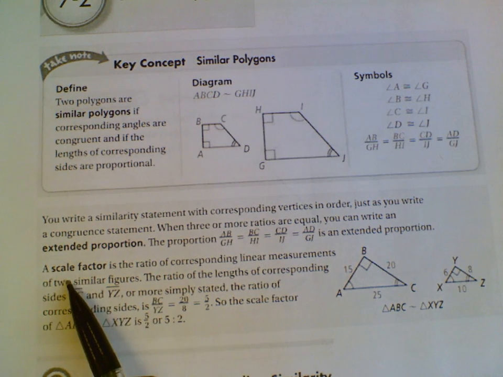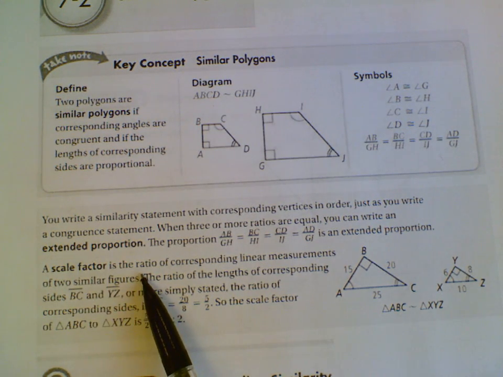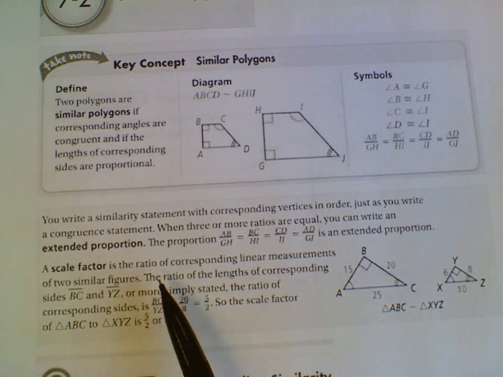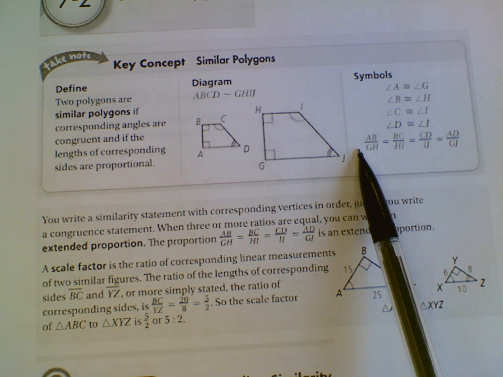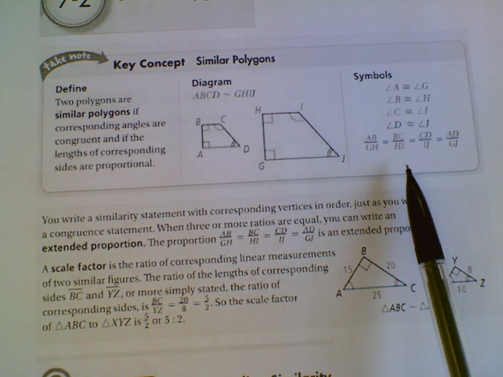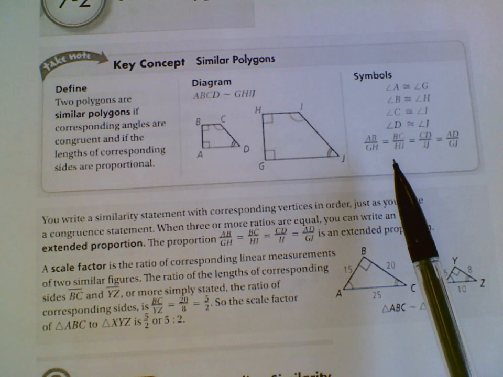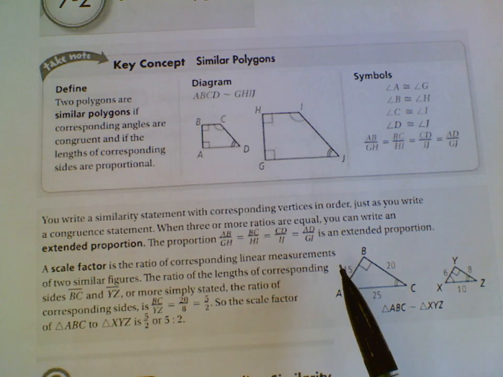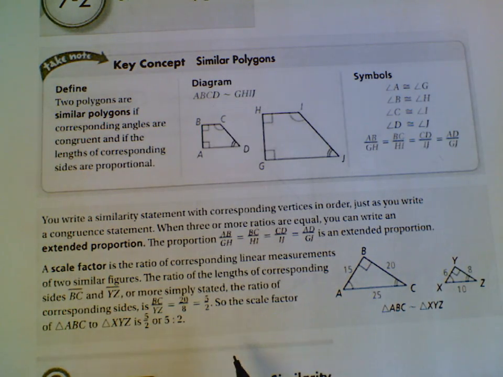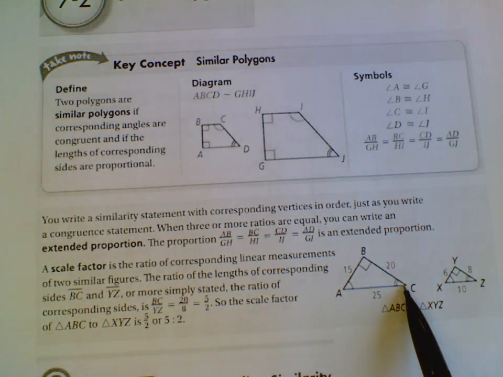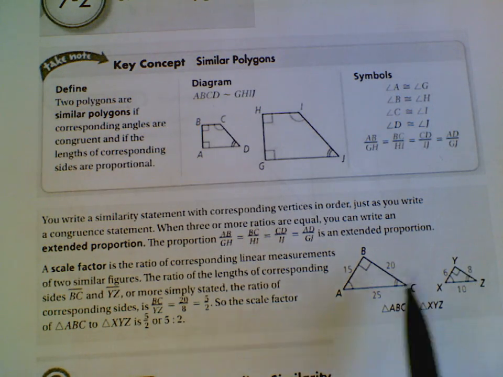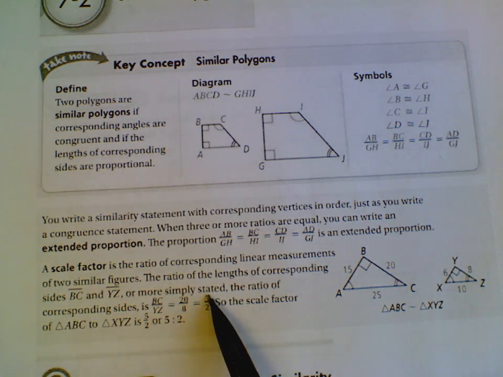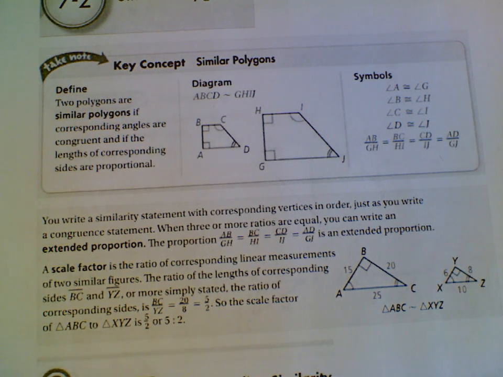And then the other piece is a scale factor. A scale factor is the ratio of the corresponding linear measurements of two similar figures. So what that means is, up here at the top when you were setting your corresponding sides equal to each other, when you reduce those lengths, that's going to be your scale factor. So that's showing you how they compare to one another. Like on this one down here, when I compare BC to YZ, I would write 20 is to 8, and then I would reduce it, 5 is to 2. So the scale factor for these two similar figures would be 5 to 2.